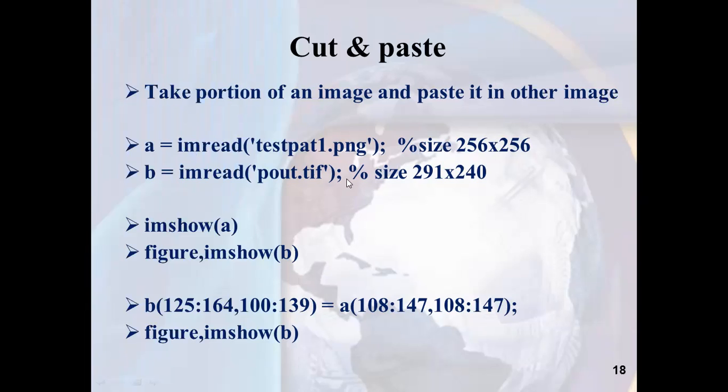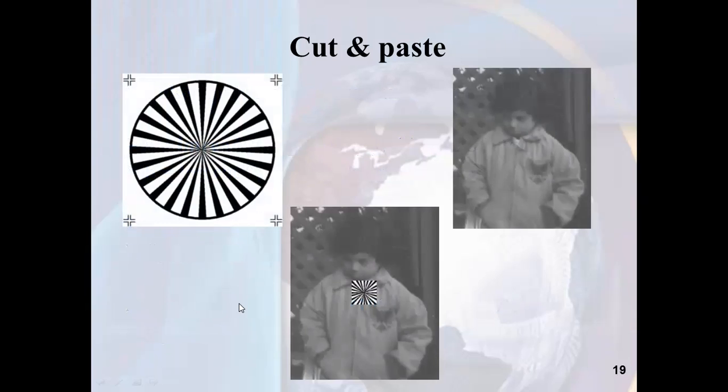Here we take two images. These are the sizes of these two images. And here we took part B from 125, 164, 139, approximately 40 by 40, with the type of the block we took. And here we took 40 by 40; it's not necessary that the pixels come from the same position. 108 147, 108 147, 40. We took a group of pixels from the second image and put it in the first image. So this is the cut and paste.